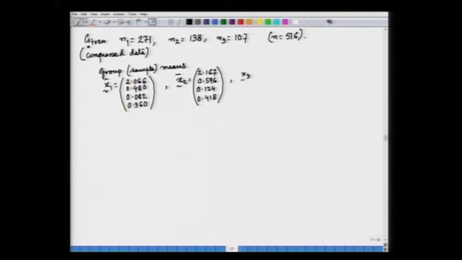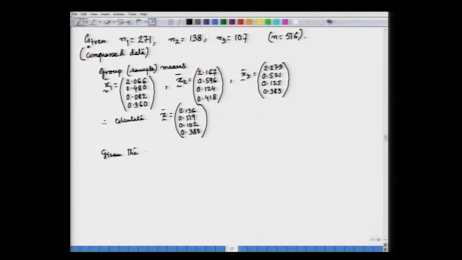And then I have the third group sample means, these are 2.273, then I have 521, 125 and 383. Since I know the n_i's and I also know the x_i bars, I can calculate, even if this is not given, the overall sample mean x bar as 2.136, and then you have 519, 102 and 380. I also have been given the sample variance covariance matrices.